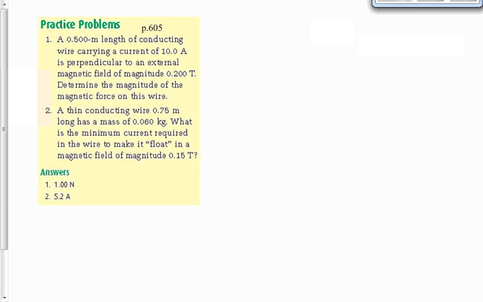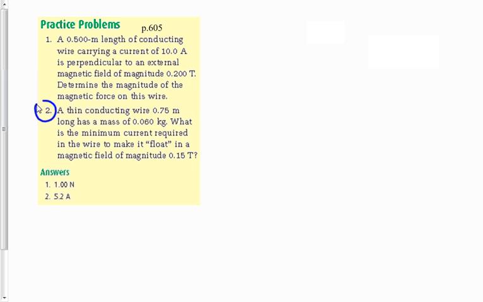All right, let's take a look at number 2. It says a thin conducting wire, 0.75 meters long, has a mass of 0.060 kilograms. What's the minimum current required to make it float? How's it going to float? How's a wire going to float in this magnetic field? Okay, so it's not moving. What do you know if something's not moving? What must be the case? Good. When something's not moving, forces have to balance. If there's any forces at all, they've got to balance.